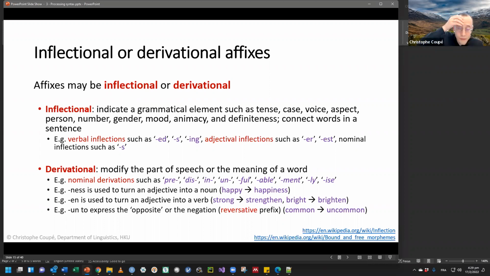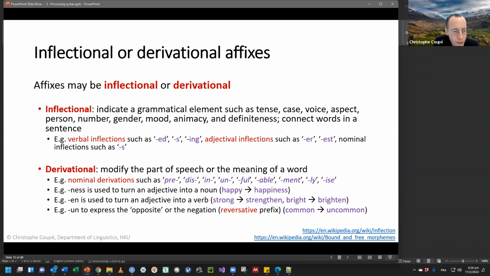You can also have stuff you add on adjectives, like big, bigger, biggest, or the plural for nouns like dog and dogs. All these things are inflections.